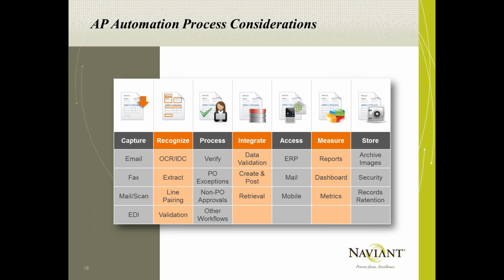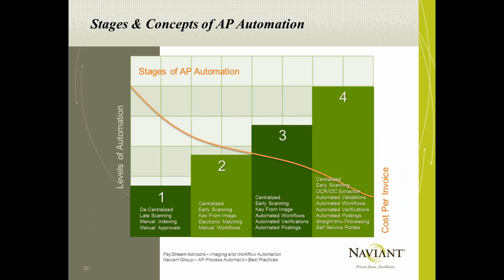What approvals and exceptions and verification processes do we want to automate? What systems or data do we want to integrate to? Things like who and how will users access these documents or approval forms? And from a management standpoint, what performance metrics, what dashboards, what reports are needed? And finally, what record retention considerations and what security do I need to put around this content? So there's a lot that goes into this, and for that reason, when we look at these considerations, there is no magic. AP automation needs to happen in one way.